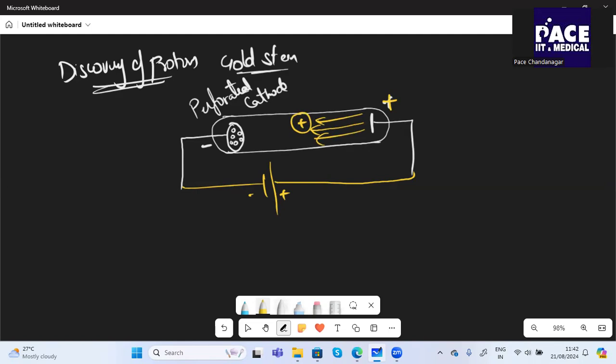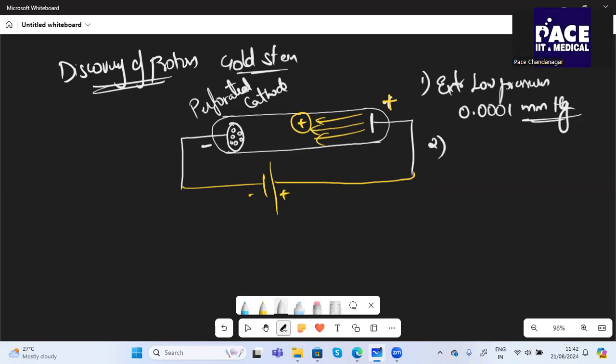The conditions of the discharge tube again have to be, number one, extremely low pressures, as low as 0.0001 mm of Hg. Whatever pressure we experience is 1 atmospheric pressure, which is 760 mm of Hg. Now imagine the pressure is 0.001 mm of Hg, very low pressure, and extremely high voltages, around 15 to 20 kilovolts. So high voltages. These experiments are carried out this way.